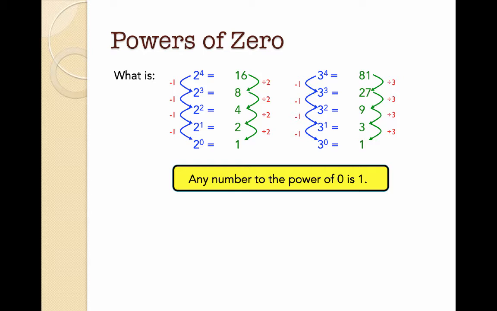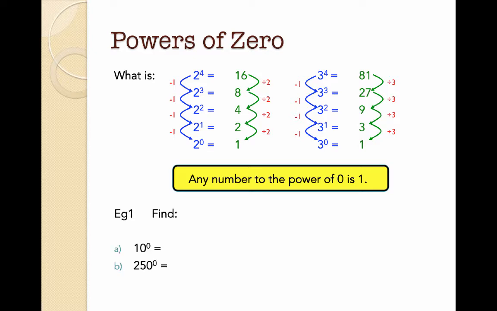And this is not to be confused with numbers that are being multiplied by 0, because numbers that are multiplied by 0 give you an answer of 0. 3 lots of 0 is 0. 5 lots of 0 is 0. But when we're talking about powers, 3 to the power of 0 is always going to be 1.